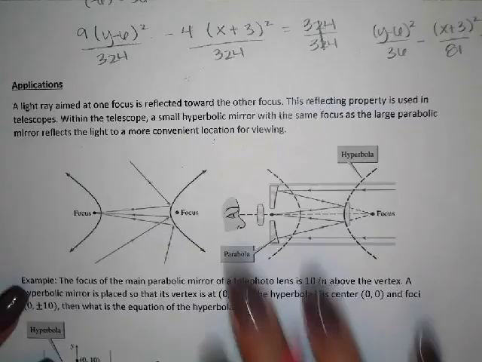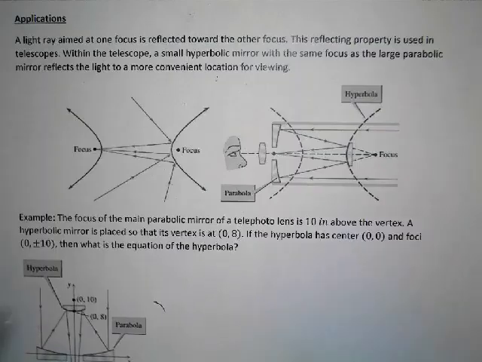All right, and on to the applications. It says a light ray aimed at one focus is reflected toward the other focus. This reflecting property is used in telescopes. Within the telescope, a small hyperbolic mirror with the same focus as the large parabolic mirror reflects the light to a more convenient location for viewing.